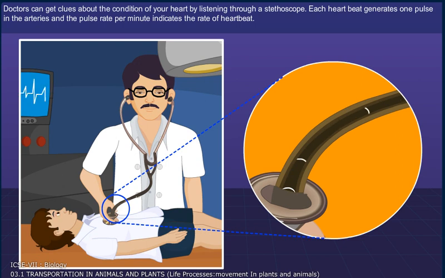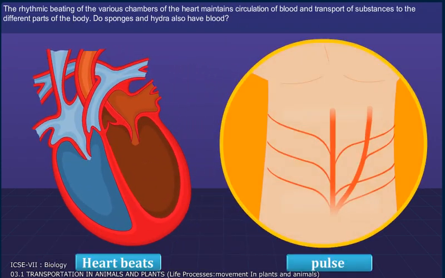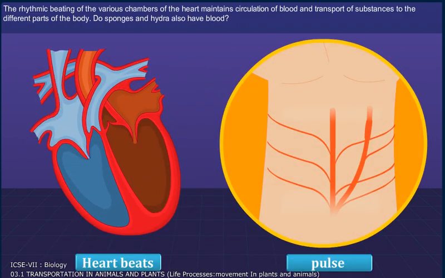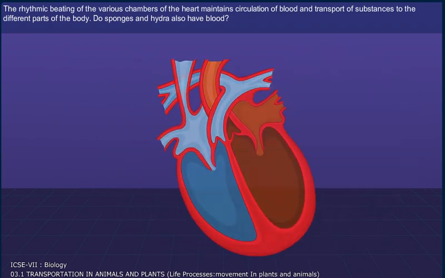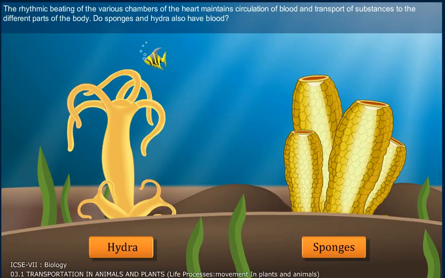Each heartbeat generates 1 pulse in the arteries, and the pulse rate per minute indicates the rate of heartbeat. The rhythmic beating of the various chambers of the heart maintains circulation of blood and transport of substances to the different parts of the body.